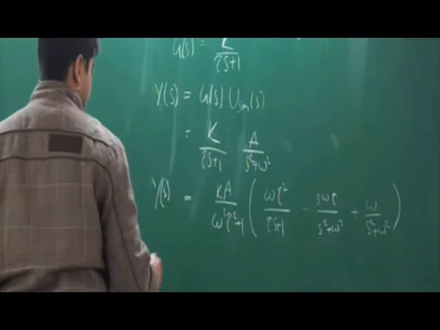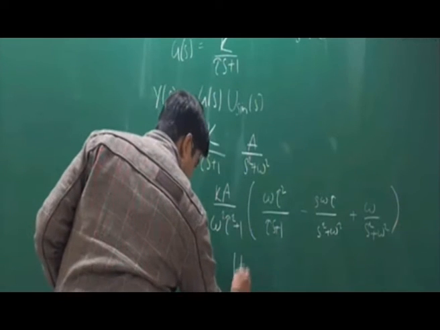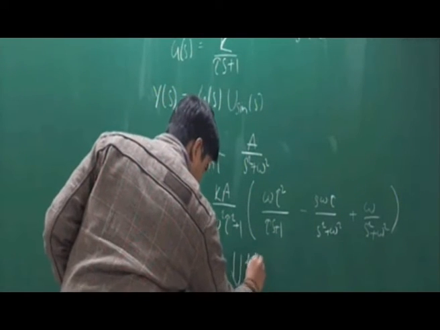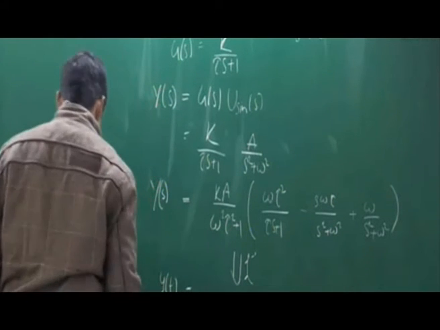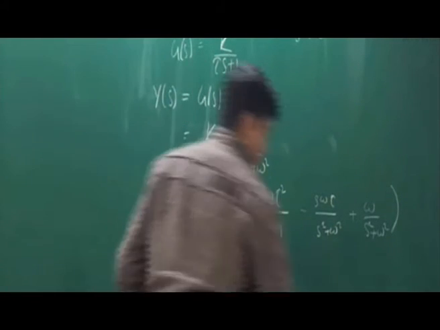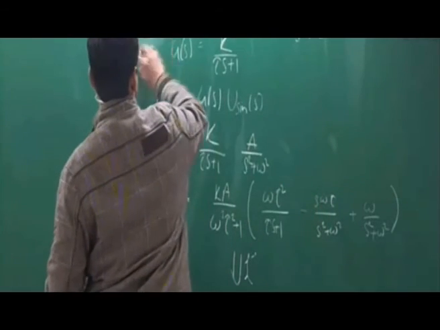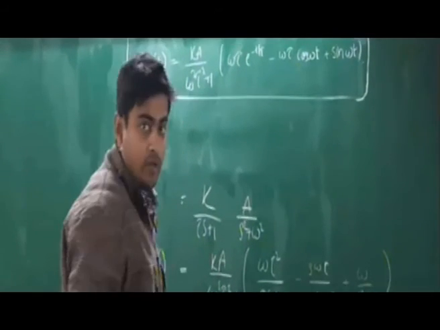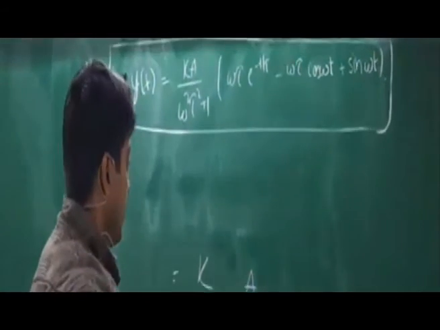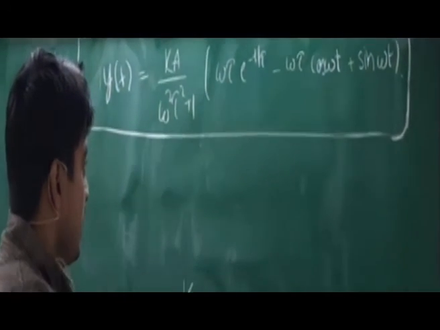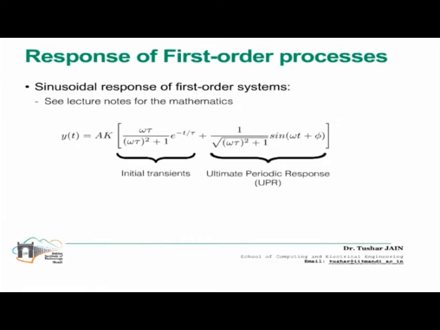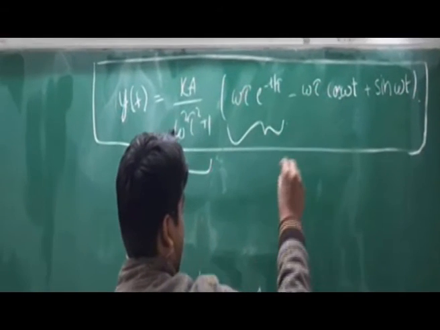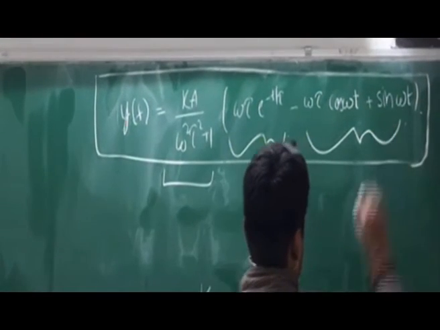To compute the function in time domain, I need to take the Laplace inverse of the above equation, and I would have y(t). It's a long expression. Let me write it over at the top of the board. This is what I obtained once I applied a sinusoidal input to a first order system. Here you will note two interesting points, where this is just the magnitude. The first part is this one and the second part is this one.